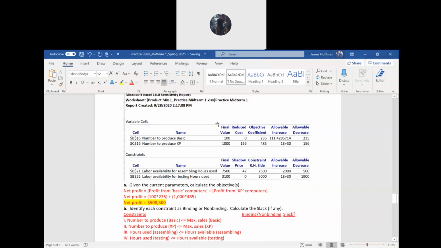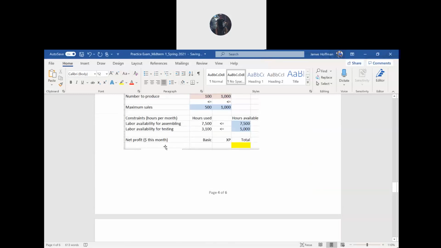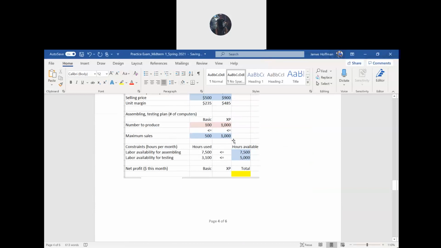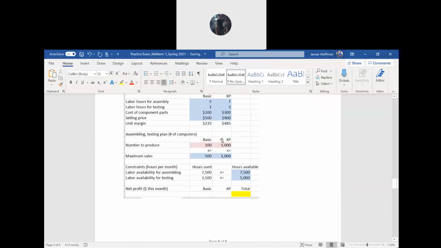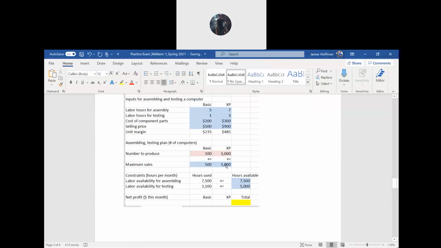Now let's identify if they're binding or non-binding. And remember, binding means we used all of the resource we had available or all of the constraint. Non-binding means we didn't use it all. So you can see that the first one, we had 500, we only used 100, so that's non-binding. Okay, the next one, we had 1,000 to use, and we used all 1,000. So we used everything we had. We could do up to 1,000. We did 1,000, so that's binding.